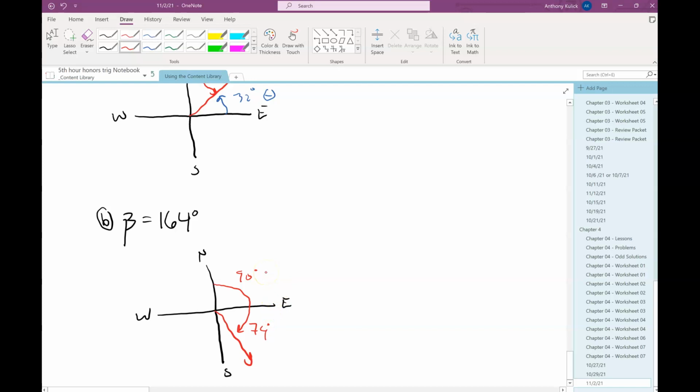Everybody's okay there? And then my standard position angle starts at the positive x-axis and goes counterclockwise. So 90, 90, 90, and then how much more is that little sliver there? 16, very good.